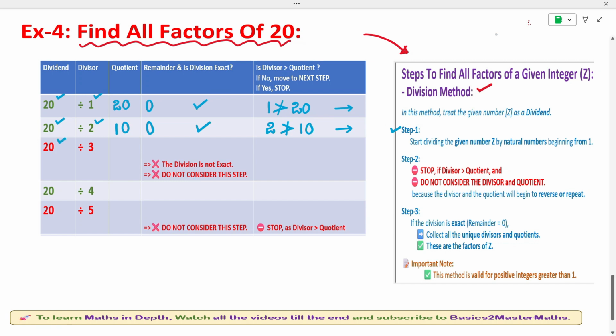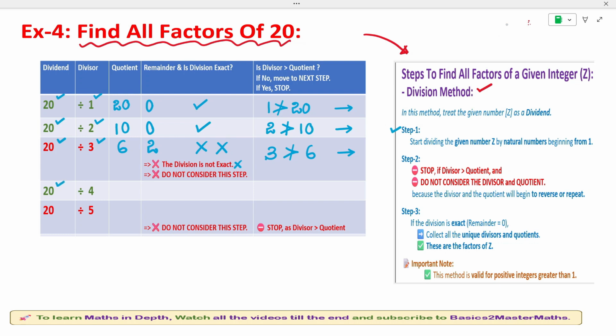When we divide 20 by 3, we get 6 as the quotient and 2 as the remainder. So, this division is not exact. Hence, please do not consider this step. In this case, the divisor 3 is not greater than the quotient 6. So, move to the next step.